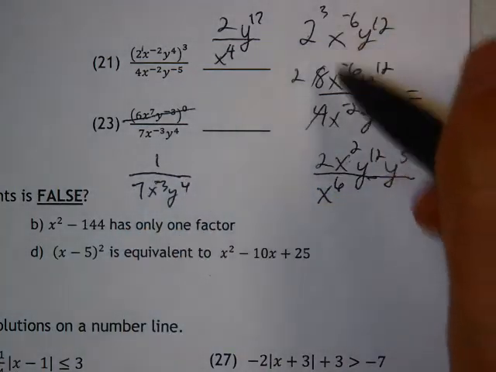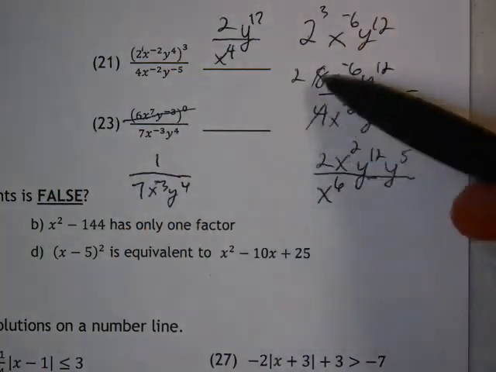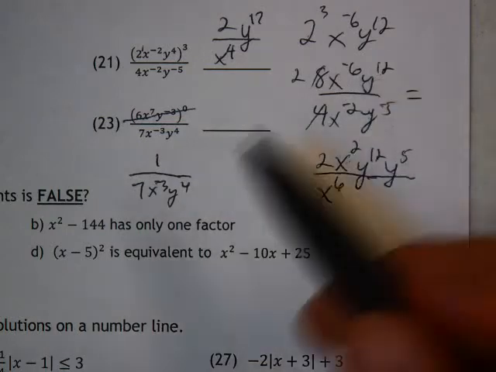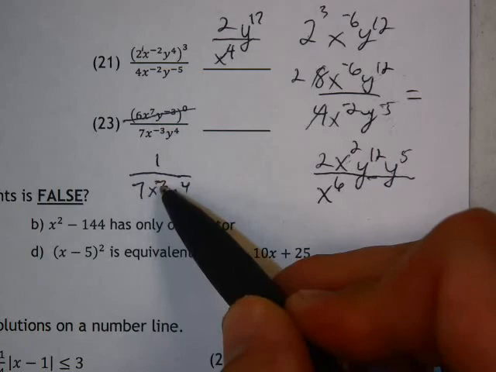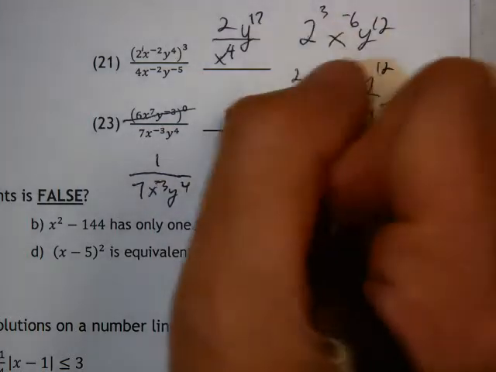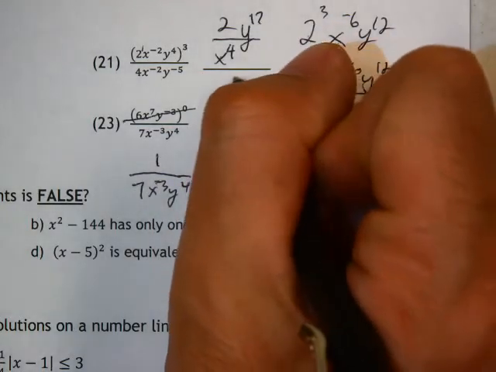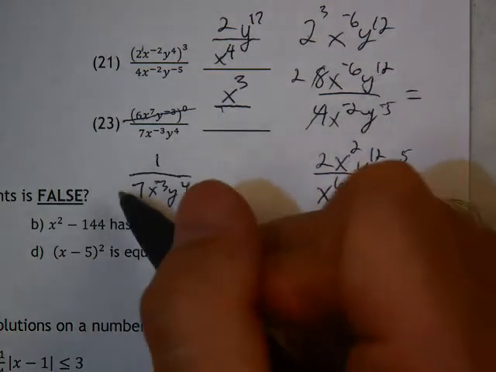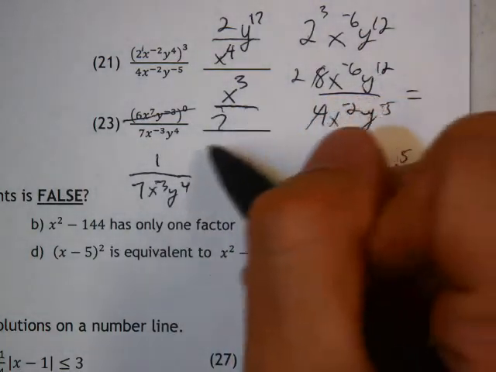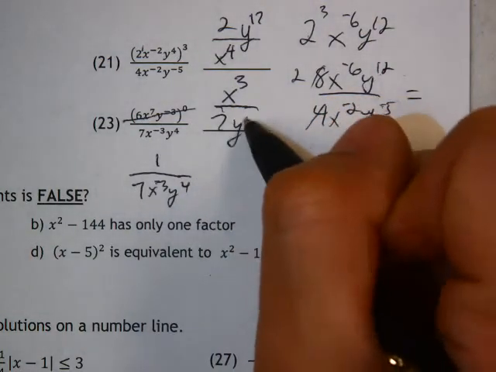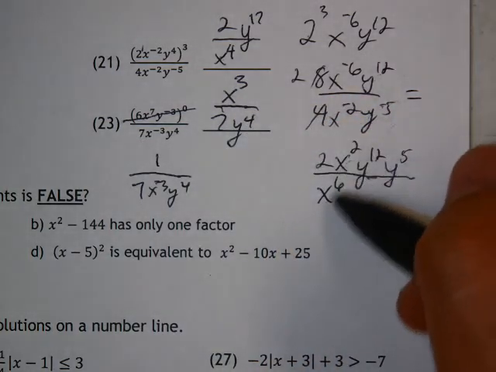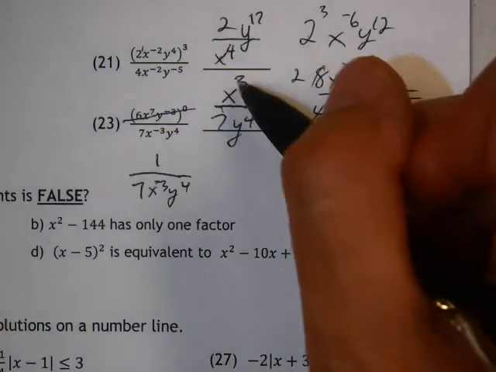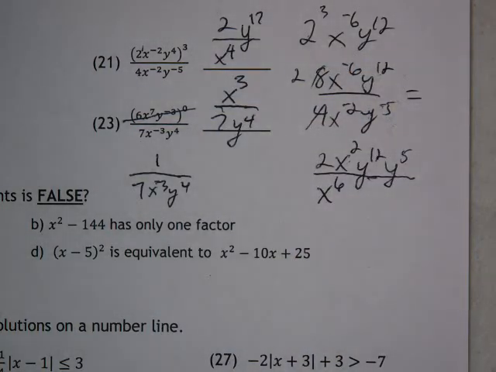So like over here we had to cancel, we had to reduce, move things around. The only thing we have to do is get this x to the negative 3 moved because we don't want that negative exponent. So that's going to end up on top as x to the positive 3. The 7 stays where it is. The y to the positive 4 stays where it is. And there's no canceling here. Like here, we had to worry about these x's, we had to combine the y's. We're done here. That's it for number 23.